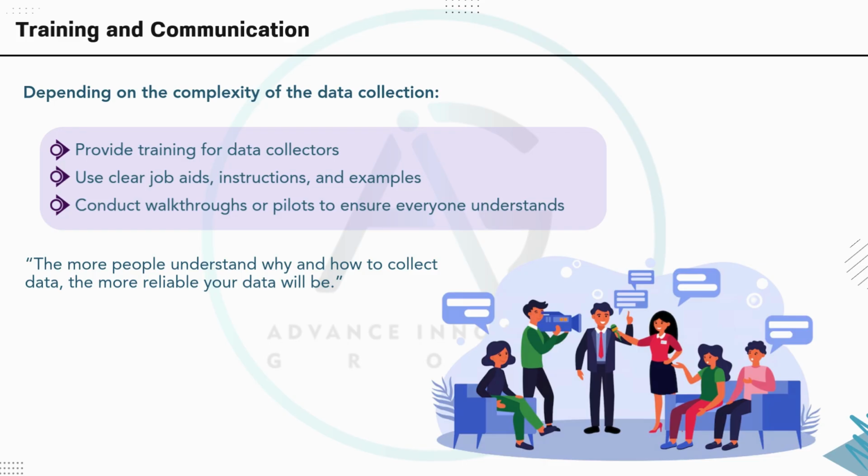2. Use clear job aids, instructions, and examples. Visual or written aids help eliminate confusion and ensure consistency across all team members. 3. Conduct walkthroughs or pilot sessions. These dry runs help ensure everyone understands the process and can perform it accurately before live data collection begins. There's a great quote here that sums this up. The more people understand why and how to collect data, the more reliable your data will be. And that's exactly what we're aiming for. Reliable, consistent, and actionable data that can be trusted during analysis.